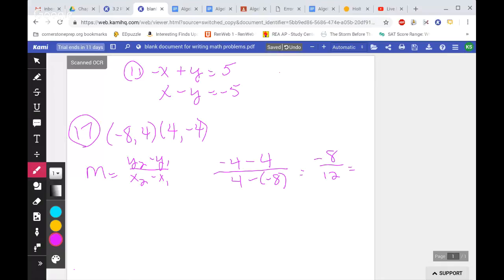This reduces to negative 2/3. So my slope is negative 2/3.